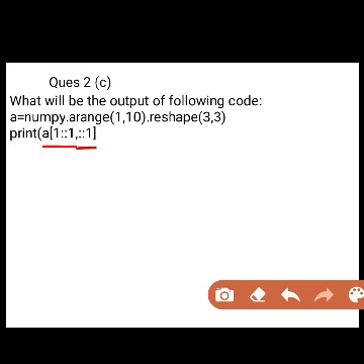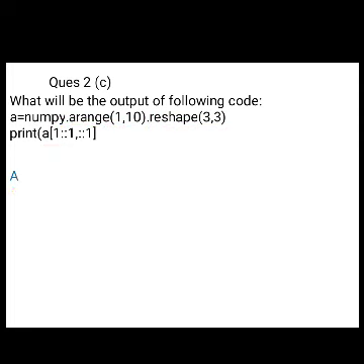So students, first let's check how this array will be created. It will create the array starting from 1 to 10, that is 1, 2, 3, 4, 5, 6, 7, 8 and 9. After creating the one dimensional array, it will then reshape it into 3 cross 3, meaning 3 rows and 3 columns. This is the array created: 1, 2, 3, 4, 5, 6, 7, 8, 9.